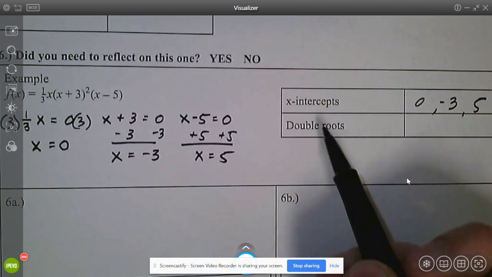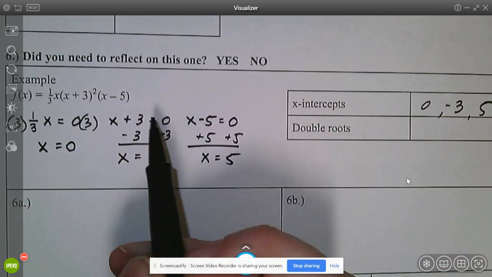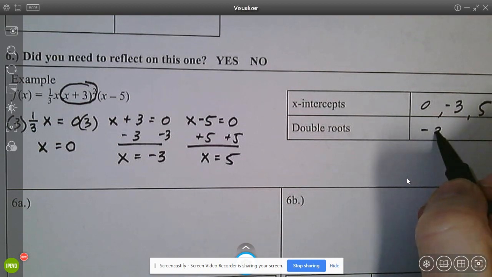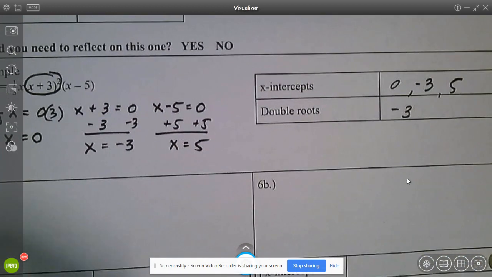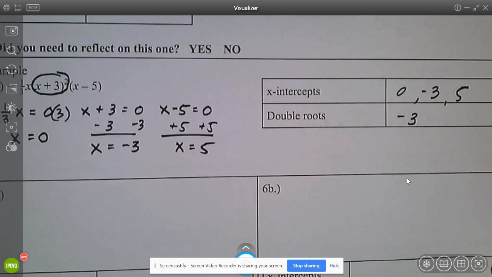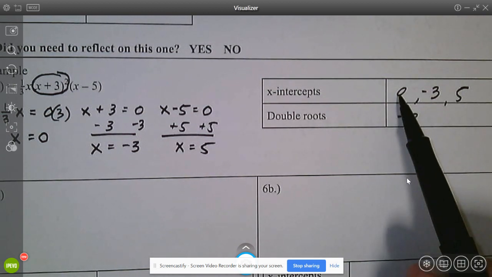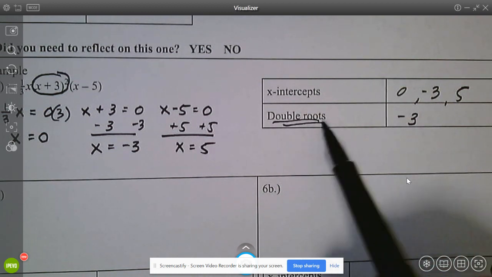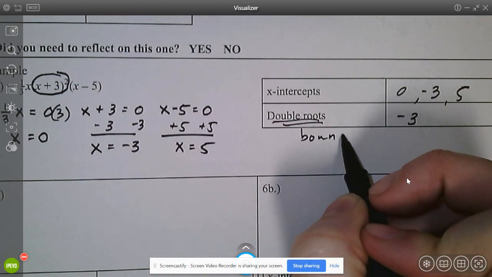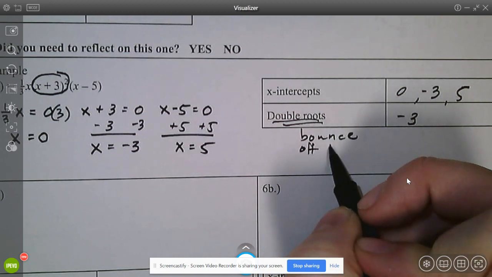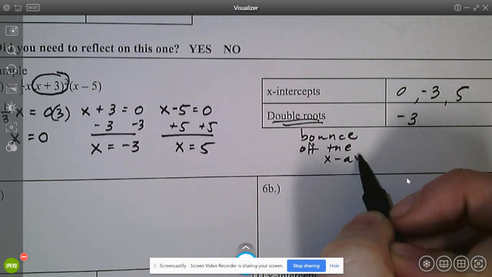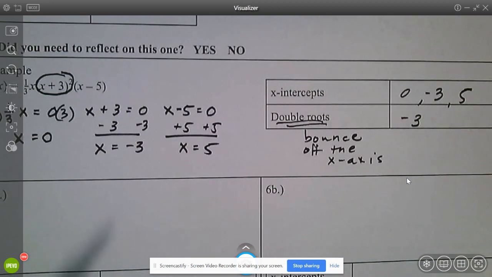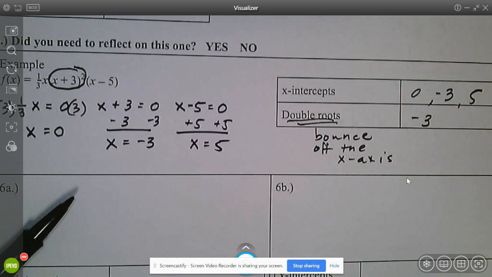But another important part here is the double root. I know this is the double root because it's coming from this factor that's been squared. So my double root is at -3. I want to look at my possible graphs. I'm going to cross at 0. I'm going to cross at 5. But at -3, this is my double root. That's where there's that bounce off the x-axis. So if you were unsure of which graph to pick, these are really the important parts that you wanted to look for. Now you can practice that in 6A and 6B.